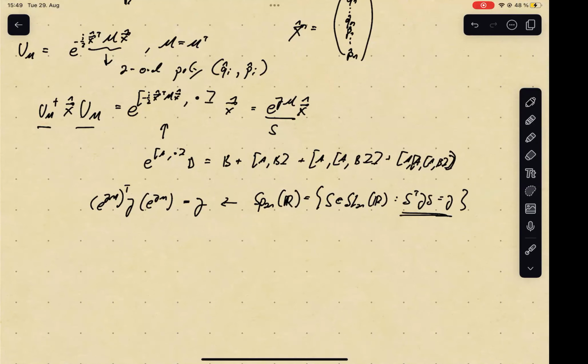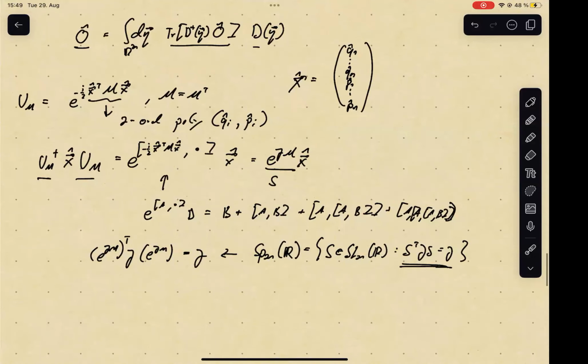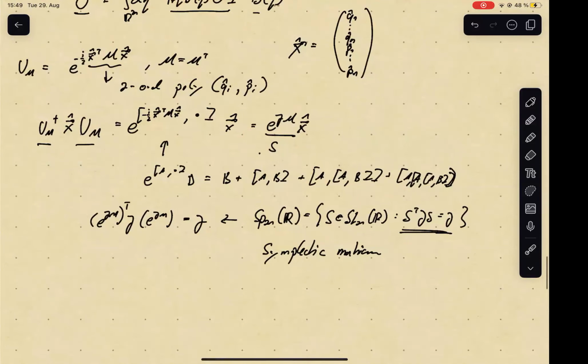I'm sorry, that's not true. There's not a finite set of these kinds of operators, but you have a classification of what these operators are. So these are the symplectic matrices, and the reason they're significant is that they have this really simple linear action on X.